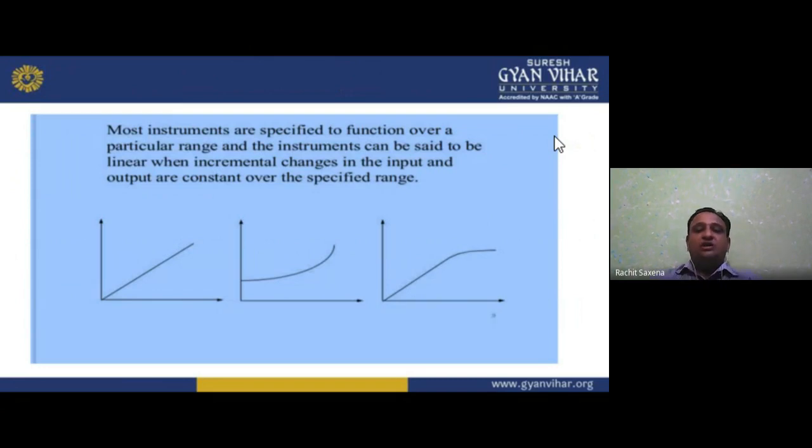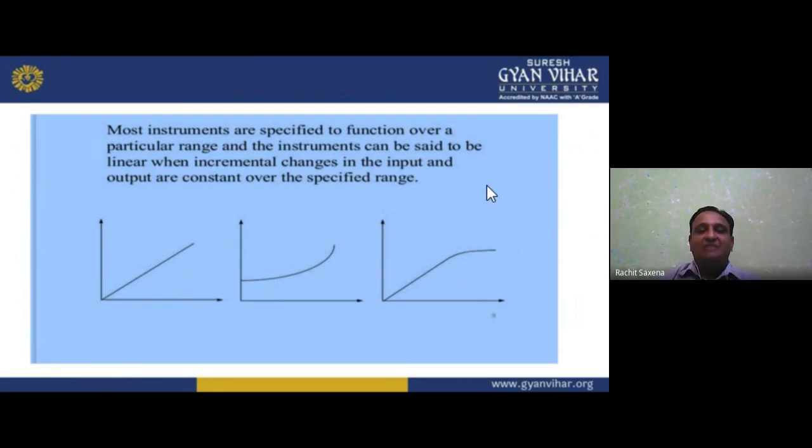Most instruments are specified to function over a particular range, and an instrument can be said to be linear when incremental changes in the input and output are constant over a specified range. So we see this one is linear. This is also linear, but after it is equivalent, then there is some nonlinearity. So I am showing you three graphs here, through which we can identify the linearity characteristic of an instrument.